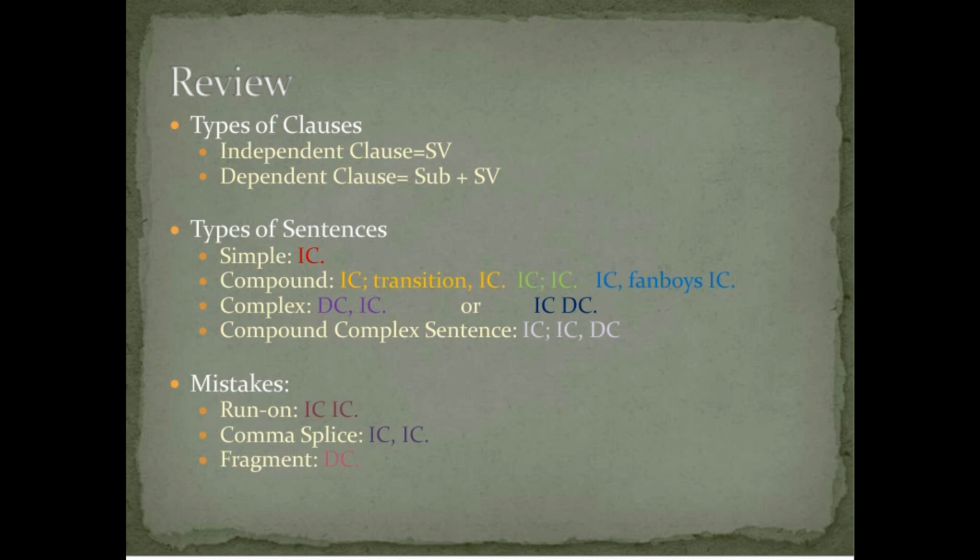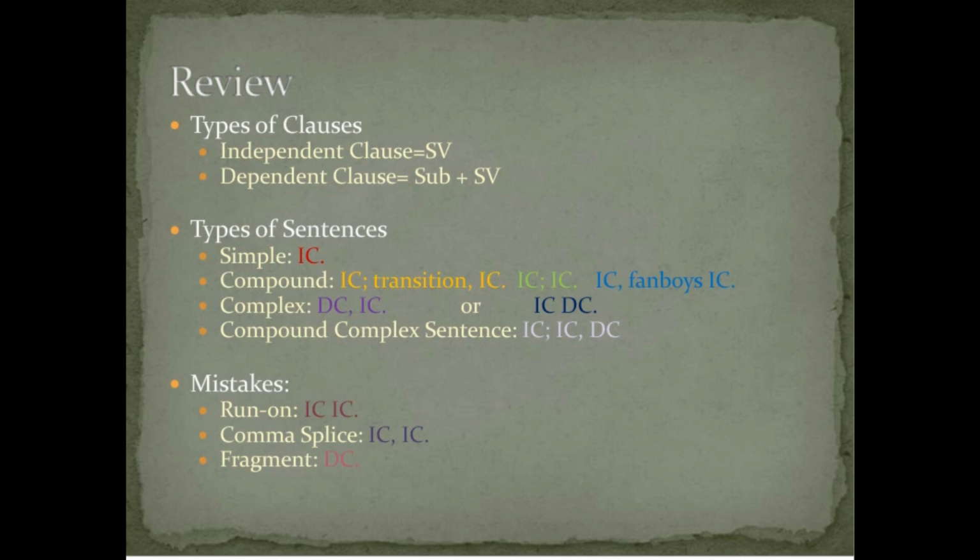A simple sentence contains one independent clause. A compound sentence has to have at least two independent clauses. And there are three different ways to punctuate two ICs. A complex sentence has to have at least one DC and only one independent clause. And there are two ways to punctuate. If you begin a sentence with a dependent clause, you put a comma. If you begin a sentence with an independent clause, there is no comma.